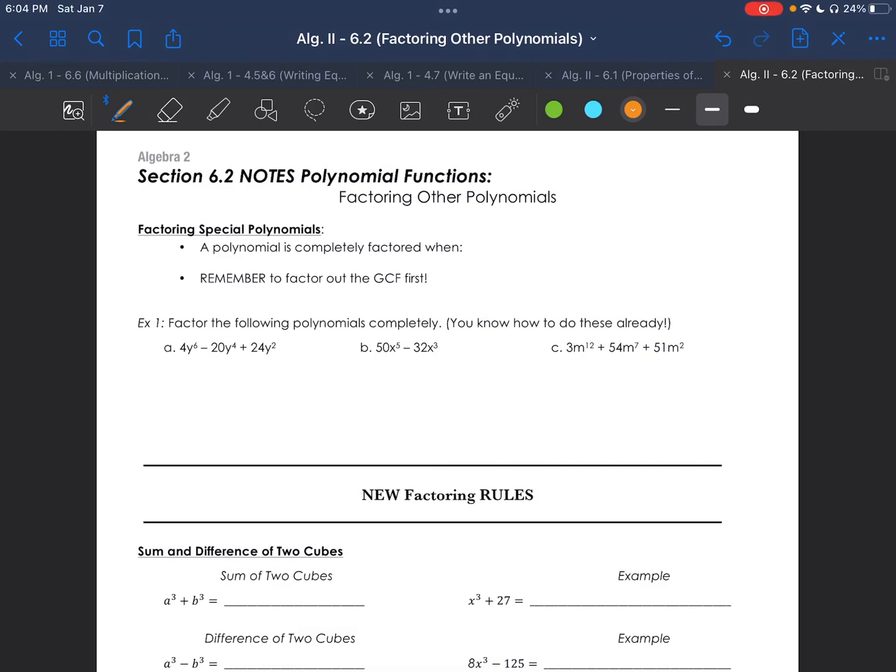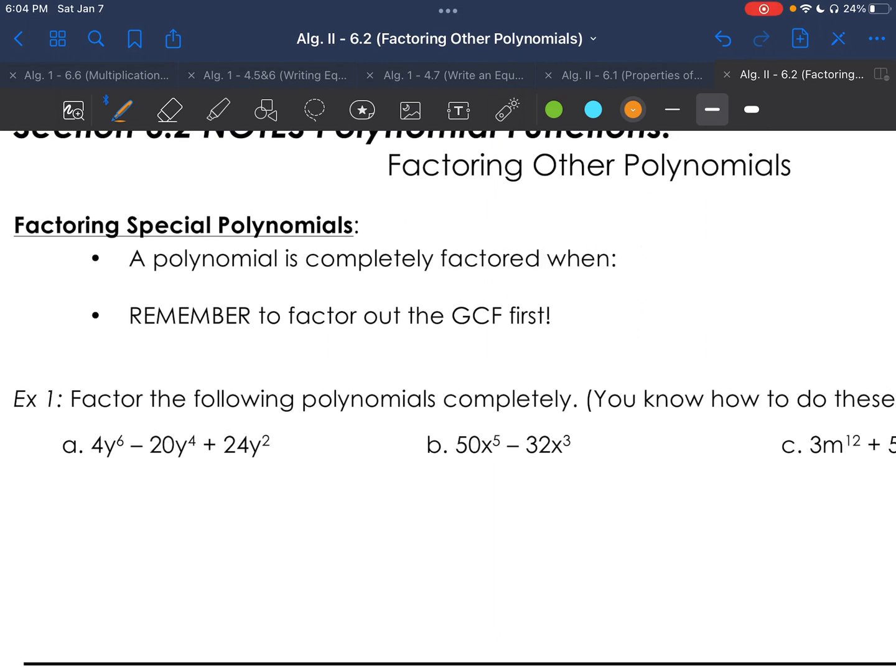Going to Algebra 2, Section 6.2, Factoring Other Polynomials. So, a polynomial is completely factored when there are no more common terms, and when you've tried all of our factoring methods and none of them are working anymore, because you've done everything you can. And then remember, factor out the GCF, or greatest common factor, first.